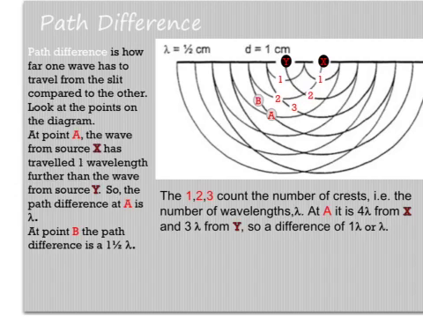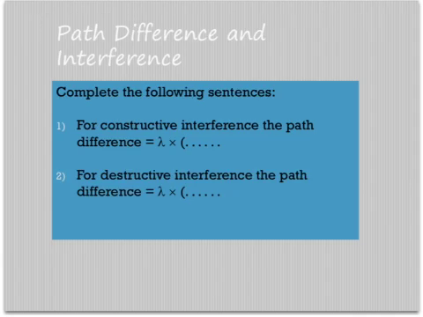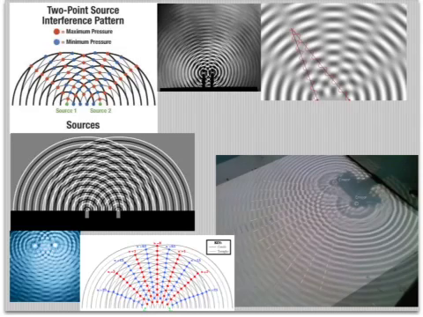Now look at B. The path from Y to B is 1, 2, 2.5. The path from X to B is 1, 2, 3, 4. 4 minus 2.5 is 1.5. The path difference at B is 1.5 wavelengths. See whether you can come up with a general formula in terms of path difference for the constructive interference and also for the destructive interference.